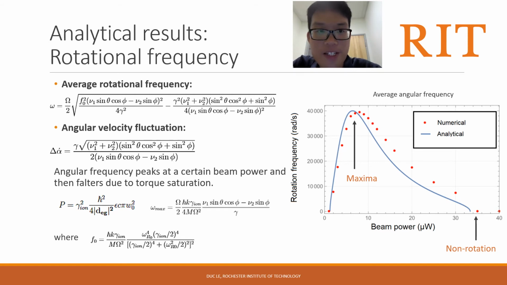Another very important analytical result that we managed to derive was the rotational frequency of the two-ion system. Here is the formula for the average rotational frequency. As you can see, it is contributed by the RF frequency, the beam power, which is implicit in F0, the beam offset implicit in the coefficients nu1 and nu2, and the azimuthal and radial inclination of the beam orientation. There's also quite an intuitive negative contribution of gamma, which is the damping force.